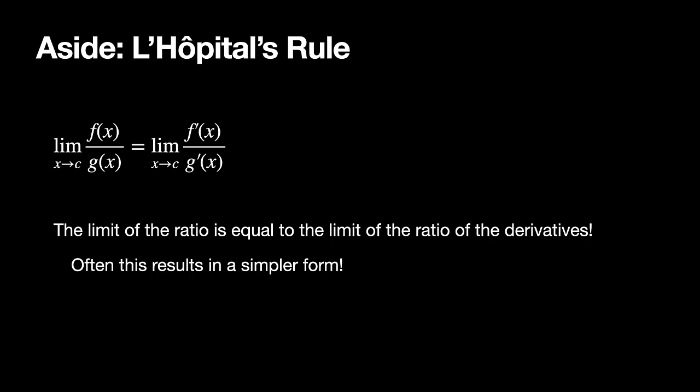So if you don't remember L'Hopital's rule, it basically establishes a way of transforming one limit of a ratio into a limit of a different ratio. So the limit of f over g as x approaches c is equivalent to the limit of f prime over g prime. So we can take the derivative of each part of our ratio. So the limit of the ratio is equal to the limit of the ratio of the derivatives. So oftentimes after taking those derivatives, we'll end up with a simpler form.